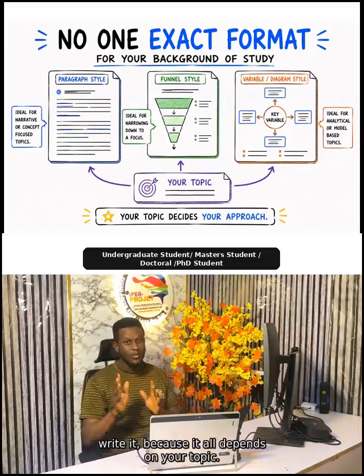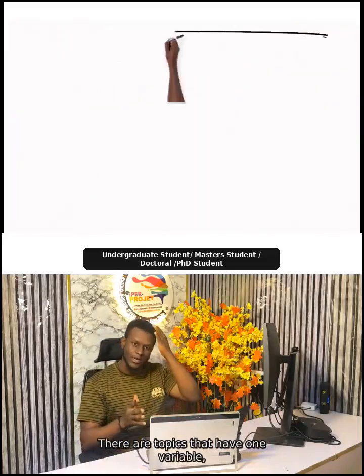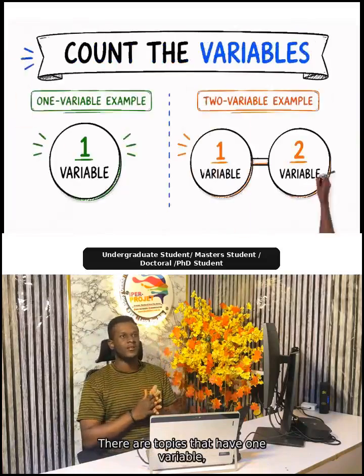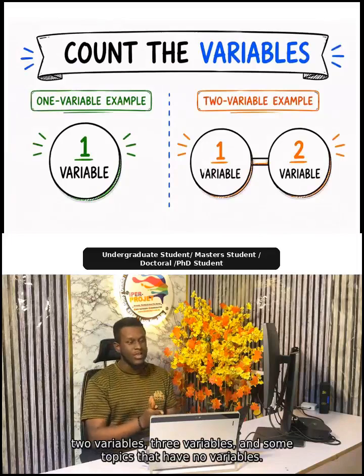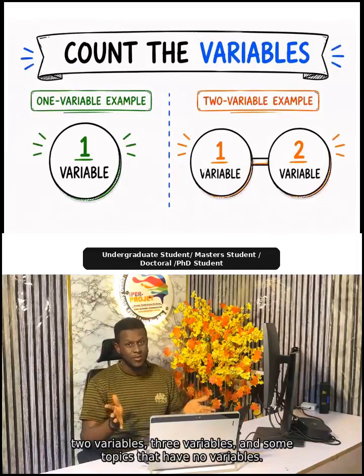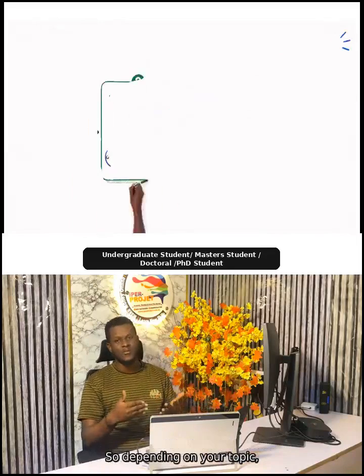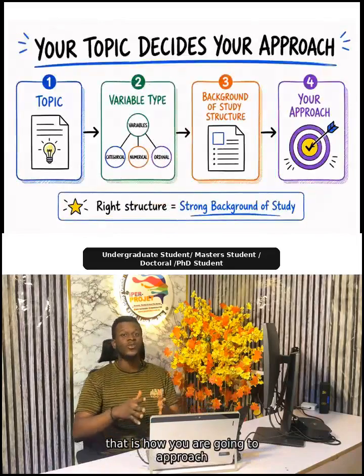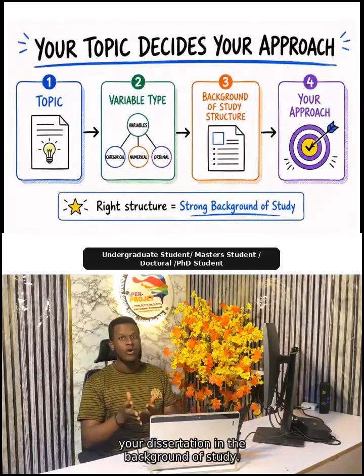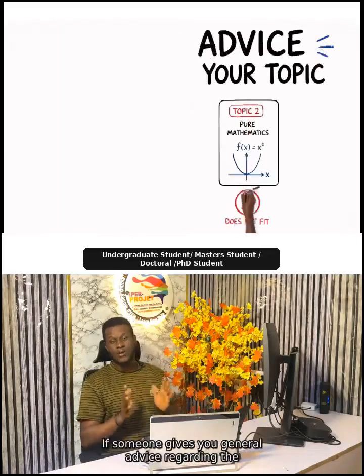Now, this is what I mean when I say it depends on your topic. There are some topics that have one variable, there are some topics that have two variables, there are some topics that have three variables, and there are some topics that even have no variables. So depending on your topic, that is how you are going to approach the background of study in your dissertation.